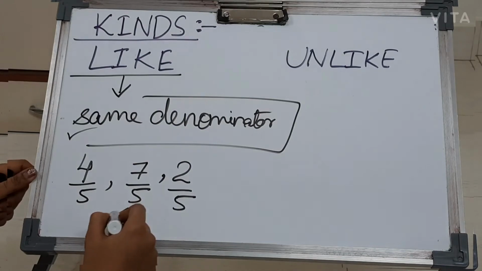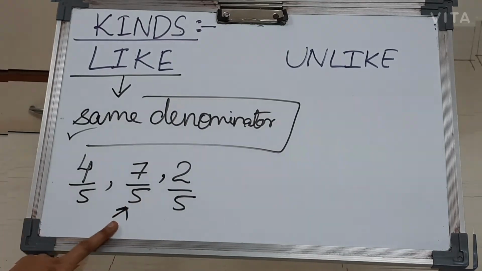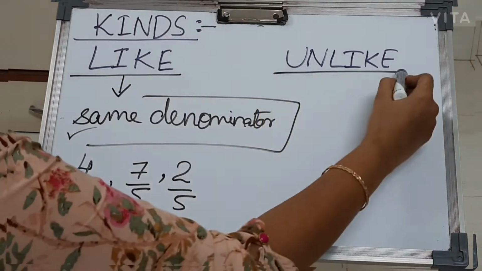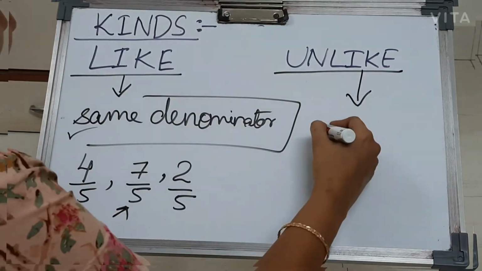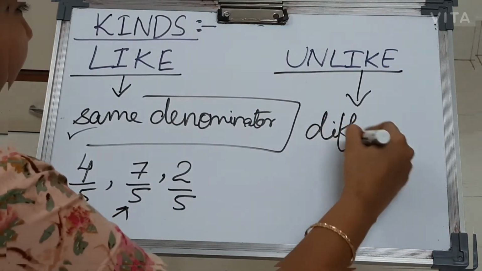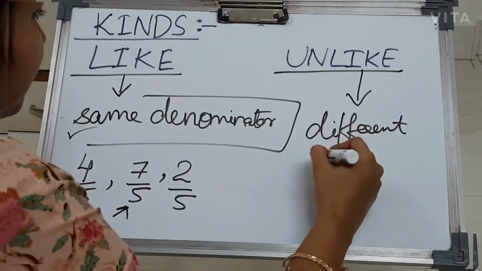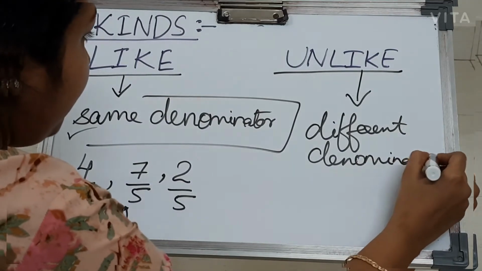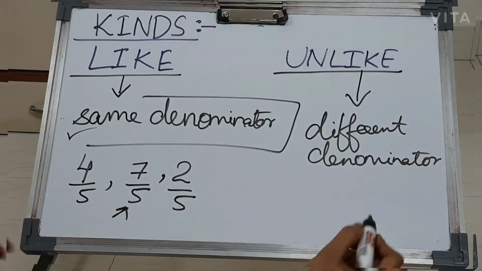Also, this is also a mixed fraction. What is a mixed fraction? I will take that also. First, let me finish unlike fractions. Unlike fractions means fractions which have different denominators.